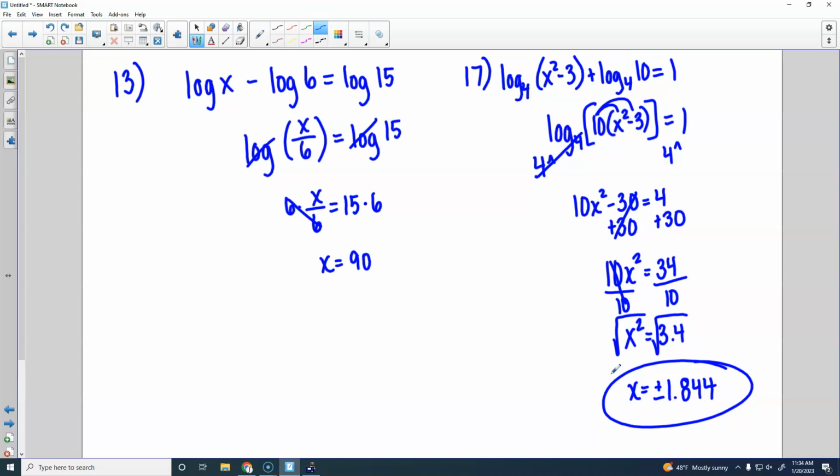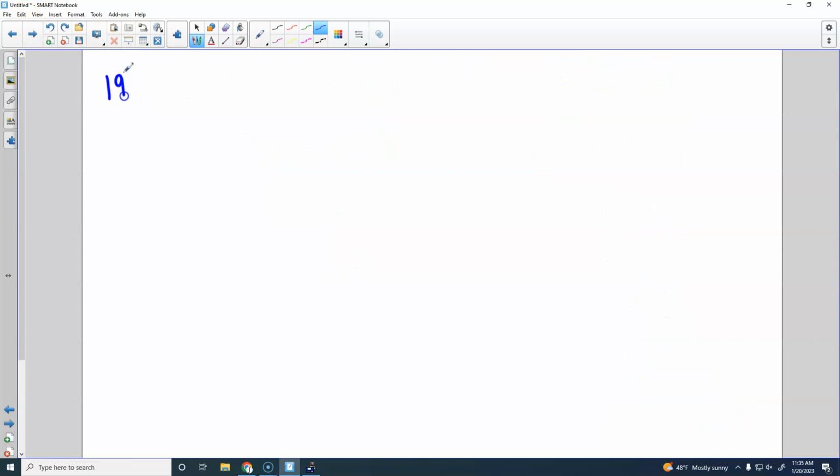Let's see. We probably need to do 19. We've got log base 5 of 3 minus log base 5 of 5x equals 2. So I've got logs that I need to combine. I have subtraction. Lee, what am I going to use to put those together when I have subtraction? Division. So it's going to be log base 5 of 3 divided by 5x equals 2.